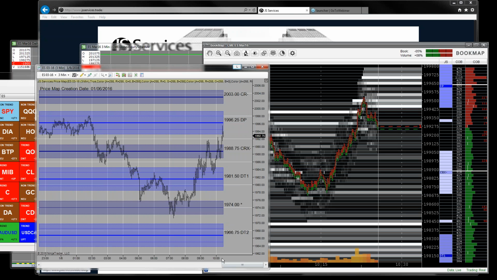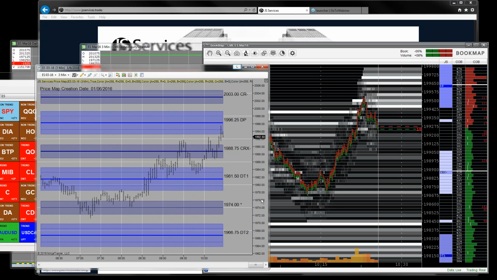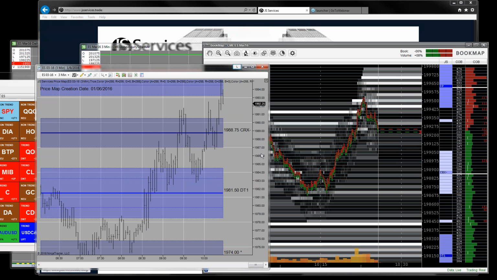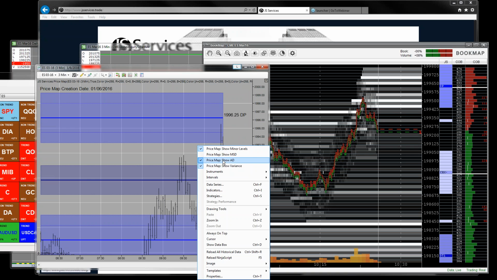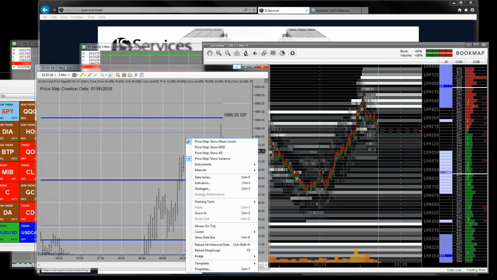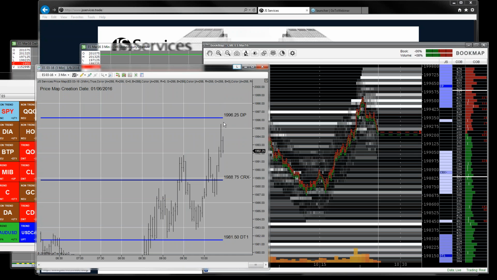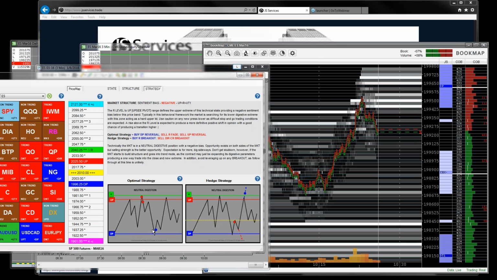let me blow this up a little bit. So we have a couple different metrics that we look at. We have our figure. Let me get rid of the minor levels. So here's just the major price map levels. We know this downside pivot represents the low point of this digestive range. So we had a breakout there. So we're in this hedge theme right now.